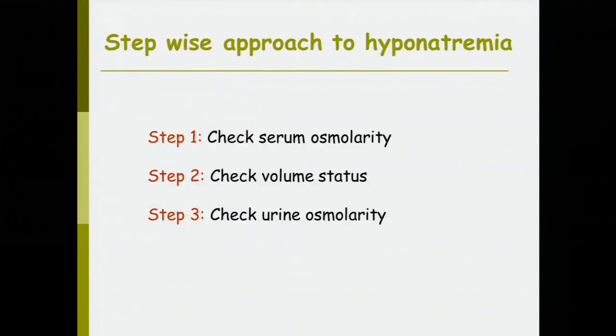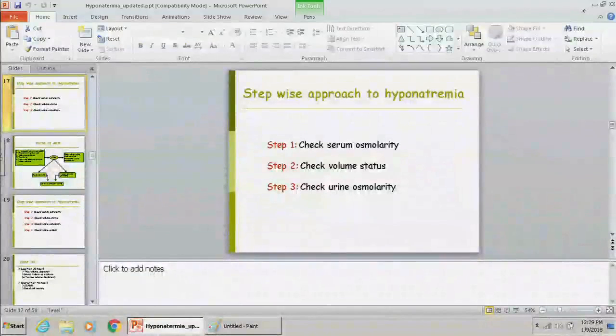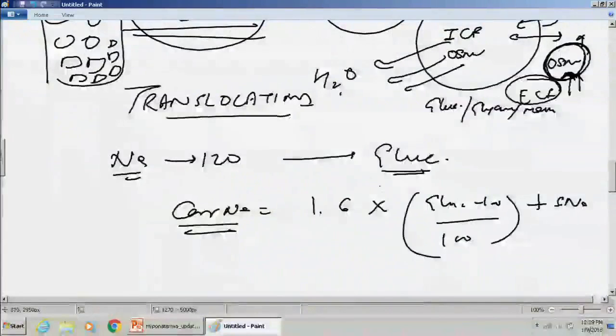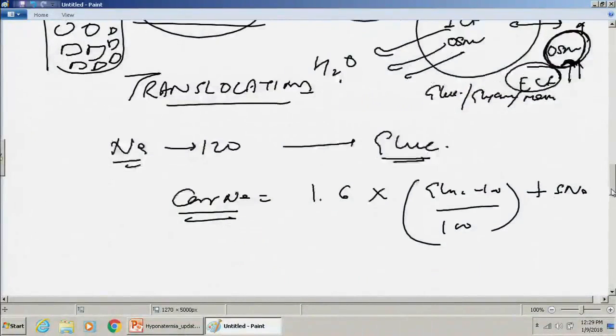Okay. So the next thing we're going to talk about is urine osmolarity, right? So let's escape this, minimize this. Okay, it doesn't want to minimize. I'm going to go back to this.